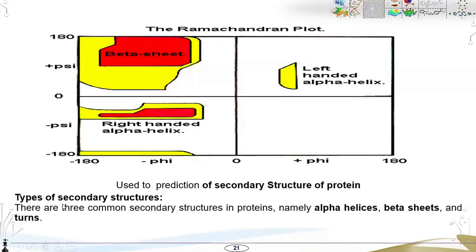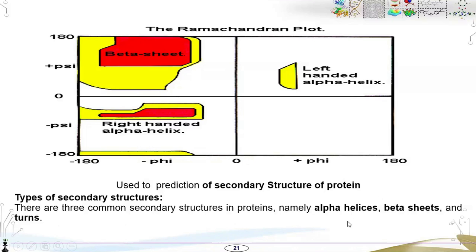Again, protein has 4 different structures: primary, secondary, tertiary, and quaternary. Within the secondary, there are different types, which I already explained: helix and sheets. There are three common secondary structures in the protein. When we identify the helix, the sheets, and the turns, we can assume that this is the secondary structure of the protein. So the three common secondary structures are alpha helices, beta sheets, and turns.